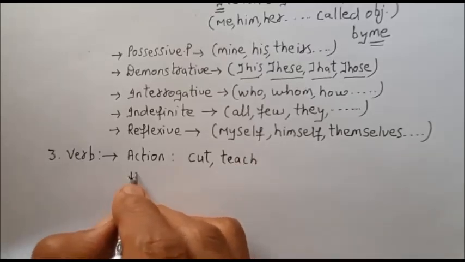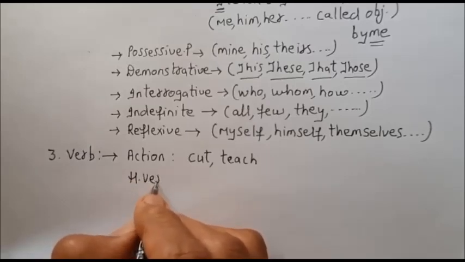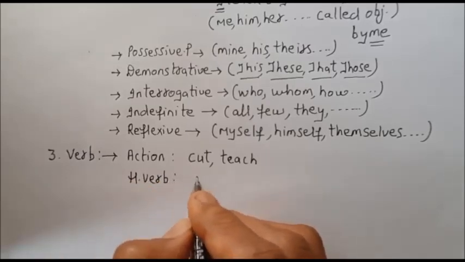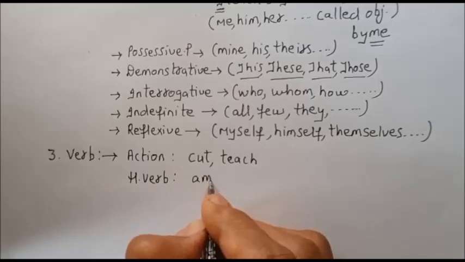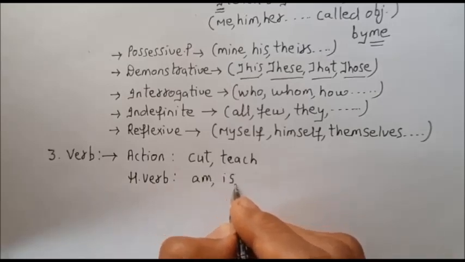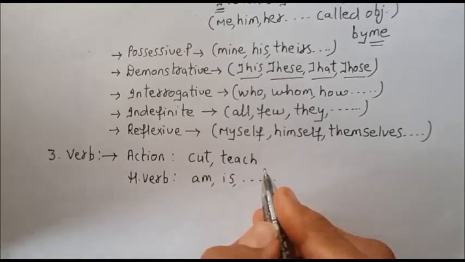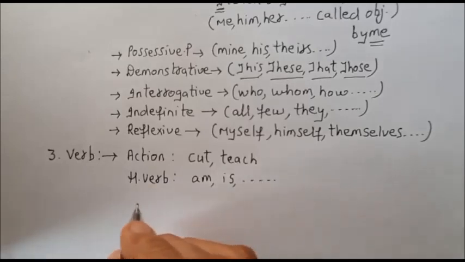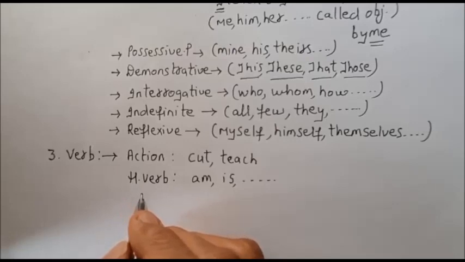Then there are helping verbs. Now here you can't understand if I just say I am, she is, but they are all verbs. One more, as I told you last time, was the state of being.